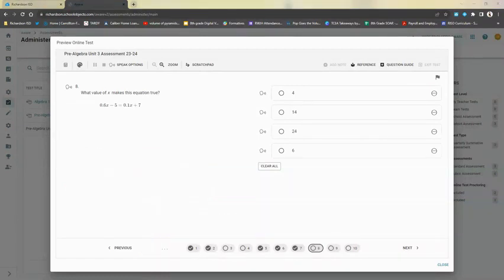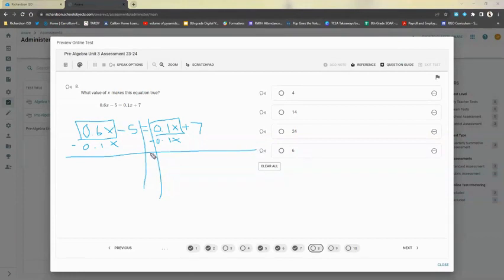Another equation here. So we had 0.6x minus 5 equals 0.1x plus 7. We box this. Subtract 0.1x from both sides. 0.5x minus 5 equals 7. Add 5 to both sides. And this is where people made a huge mistake.